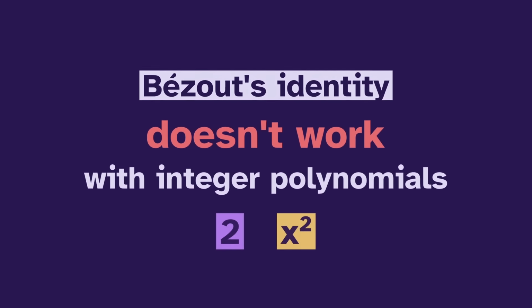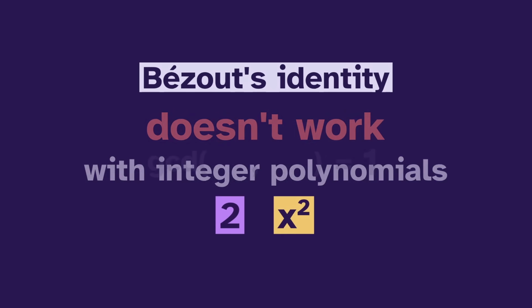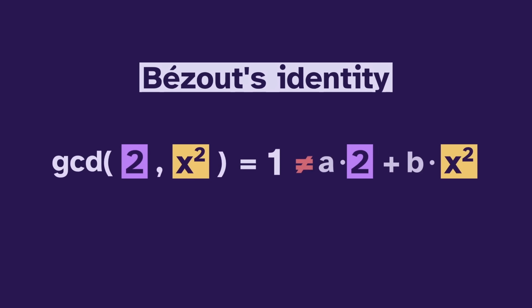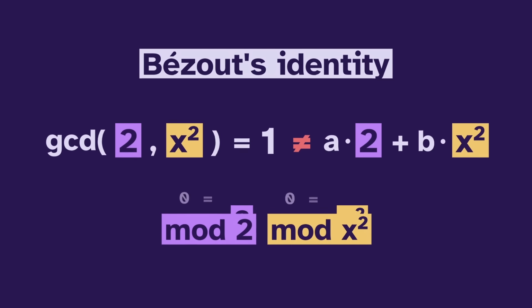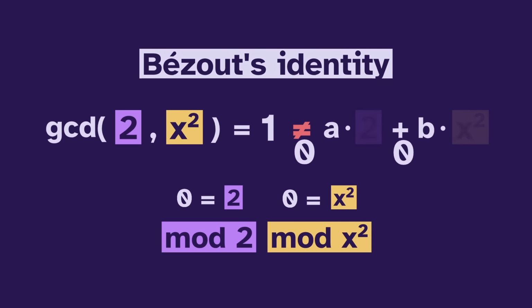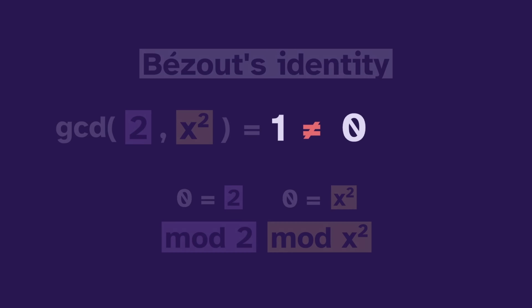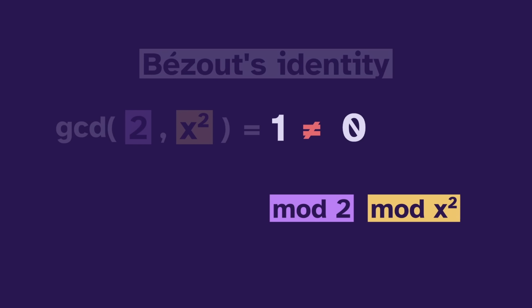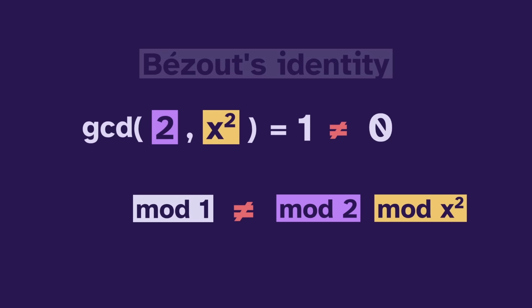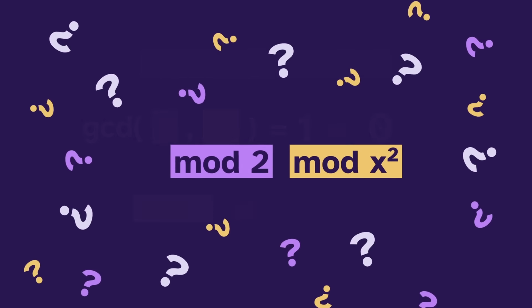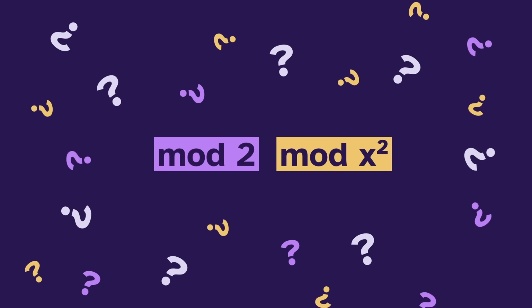For example, with 2 and x^2. Their GCD is 1, but they can't combine to make 1, since they both have an even constant term. So if we do a double mod, then both are set to 0, but 1 is still non-zero. Mod 2 mod x^2 is not the same as just mod 1, even though 1 is their GCD. So what is the behavior of this double mod system?